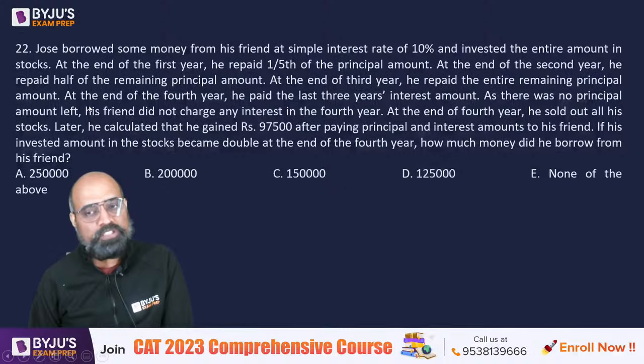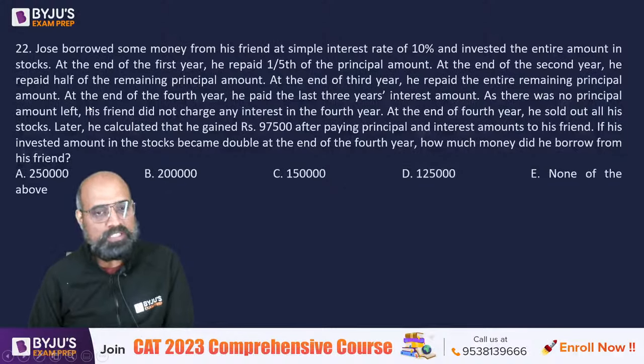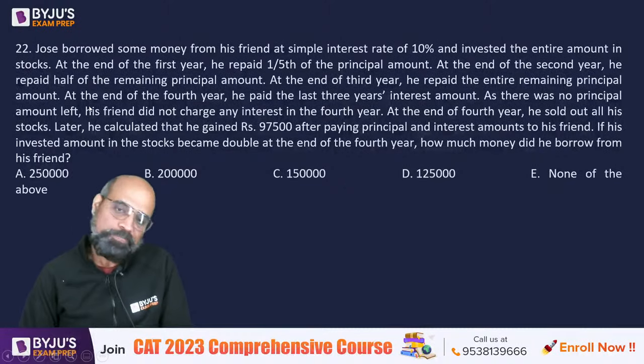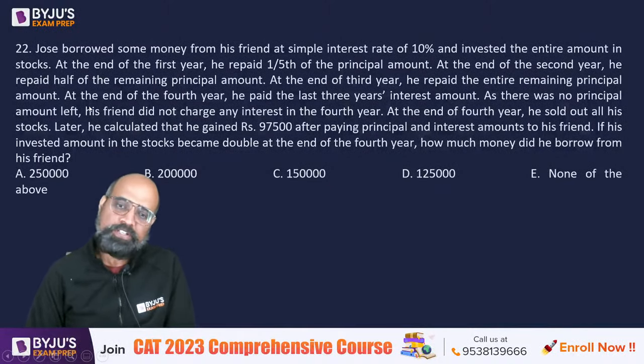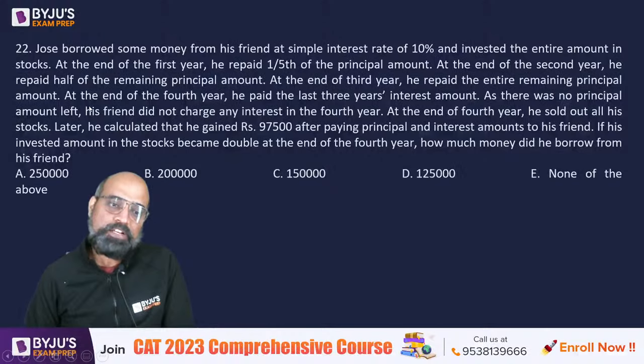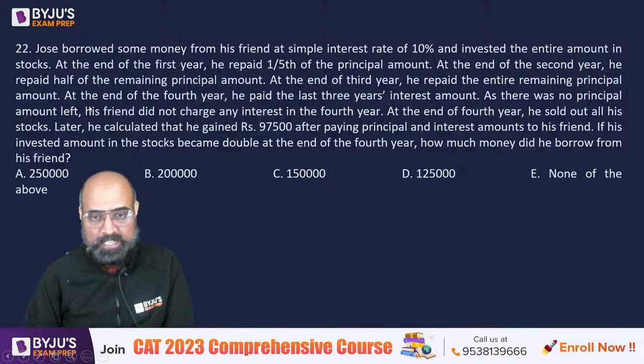At the end of the 4th year, he sold out all his stocks. Later, he calculated that he gained rupees 97,500 after paying principal and interest amounts to his friend. If his invested amount in the stocks became double at the end of the 4th year, how much money did he borrow from his friend?